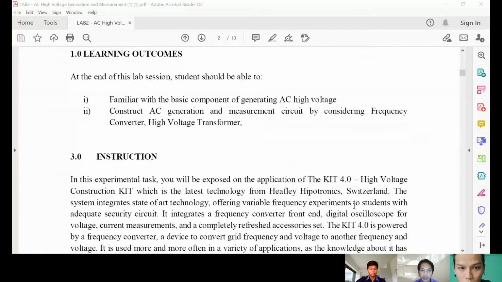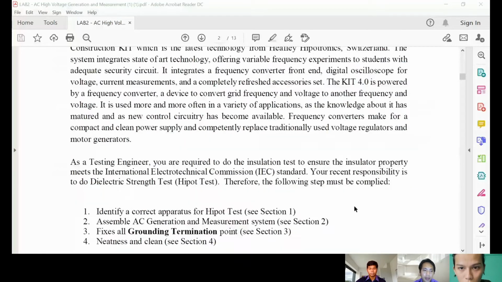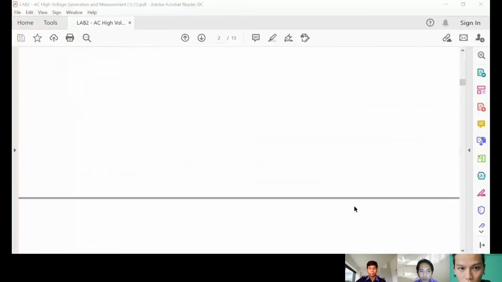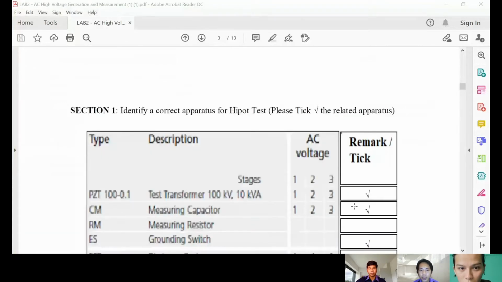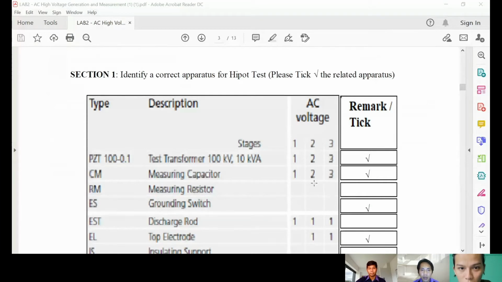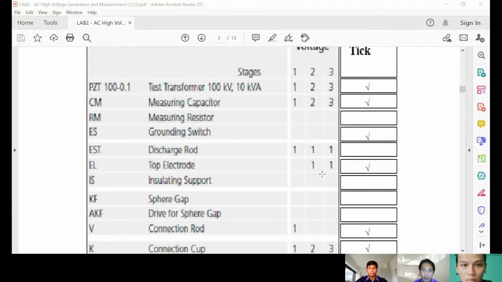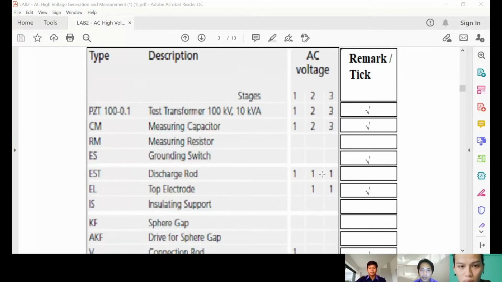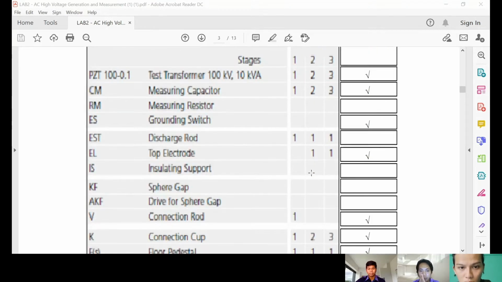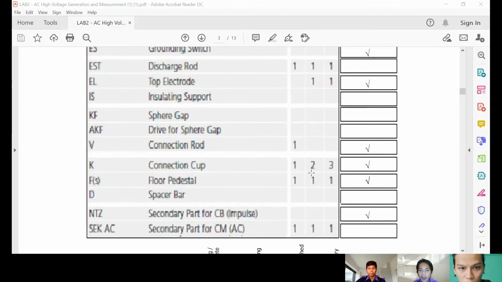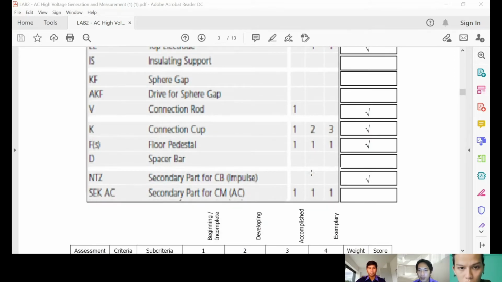Firstly, I will discuss how to identify the correct apparatus for the hipot test. In section 1, to make the hipot test, we must have a test transformer rated 100 kV and 10 kVA, a measuring capacitor, grounding switch, top electrode, connecting rod, connecting cup, floor pedestal, and lastly the secondary part for CB, impulse.